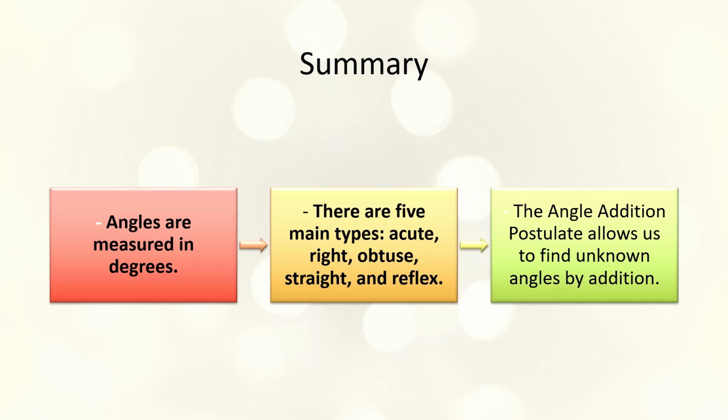So in summary, angles are measured in degrees. In geometry and other areas, they can be measured in radians, where 2 pi is equal to 360 degrees. And there are 5 main types of angles that would be characterized as an acute, a right, an obtuse, a straight, and then a reflex. The angle addition postulate allows us to find an unknown angle by addition.